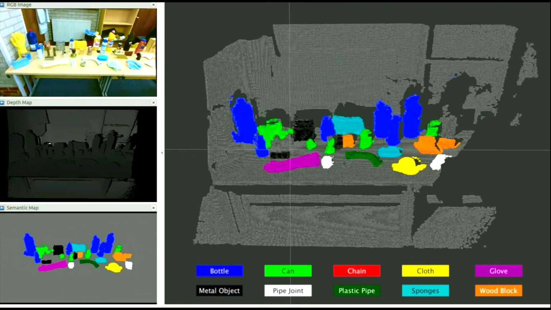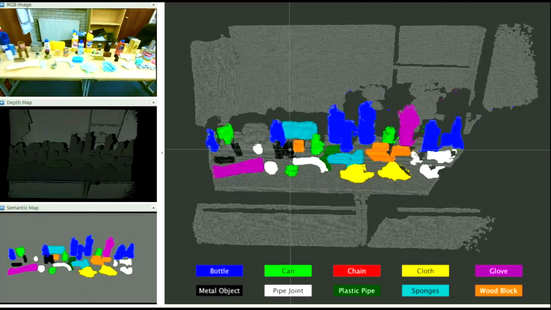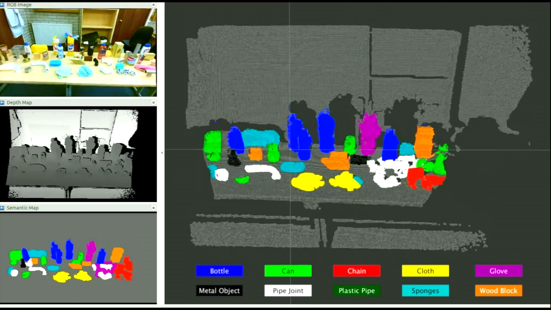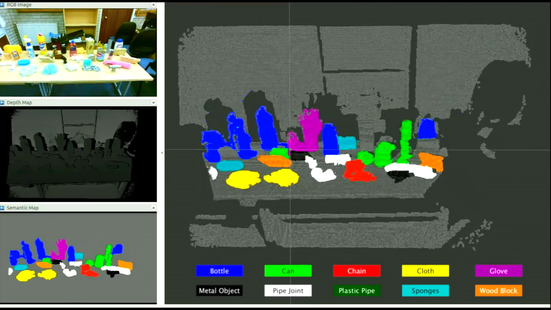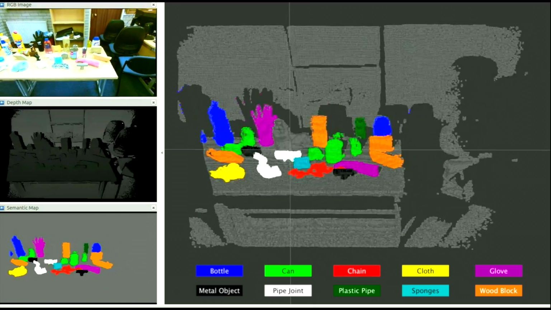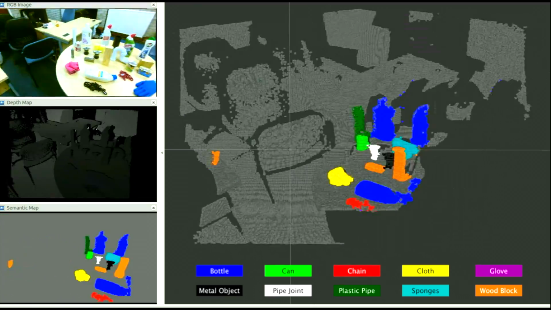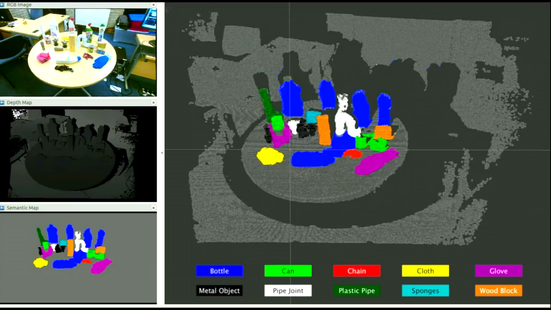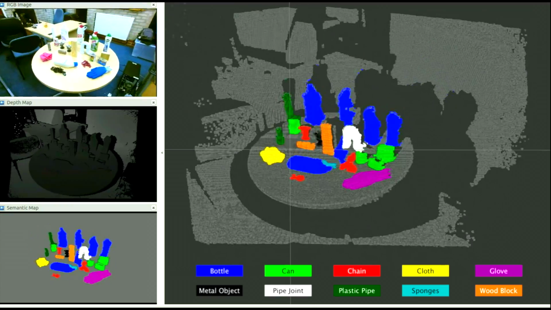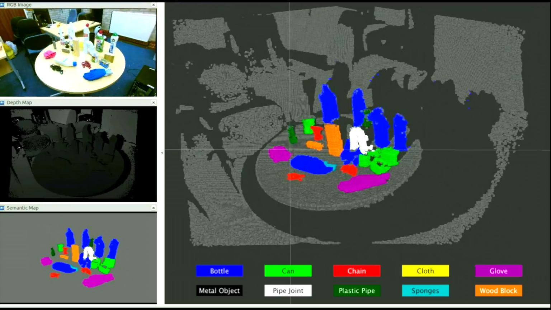Our approach is weakly supervised. We don't need bounding box annotations, but boundary-aware detection can be obtained. The running time of our system is up to 5 hertz. We sped it up due to the limitation of video length.